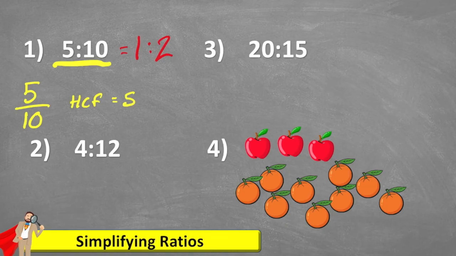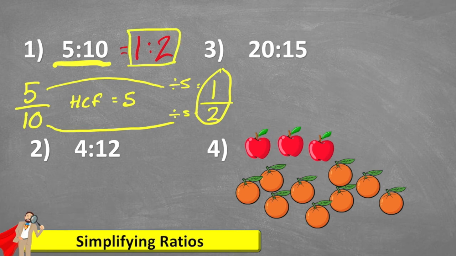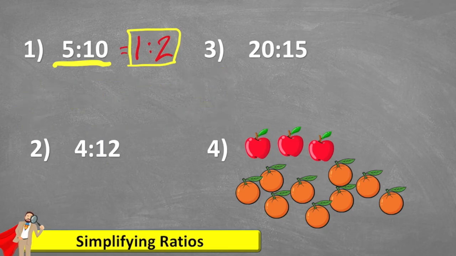So I can divide my 5 by 5, which leaves me with 1, and then I can divide my 10 by 5, leaving me with 2. Therefore my simplified fraction is 1 over 2, and therefore my simplified ratio is 1 to 2, just like we proved before. Okay, let's have a look at question 2, just using the written method now.